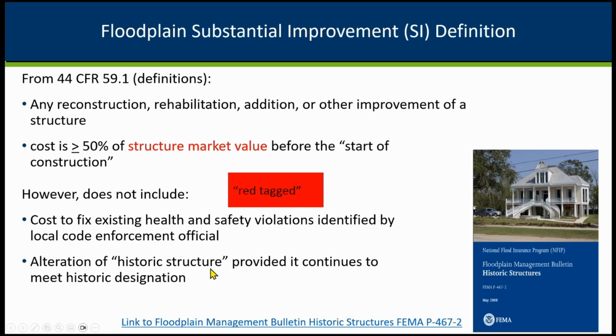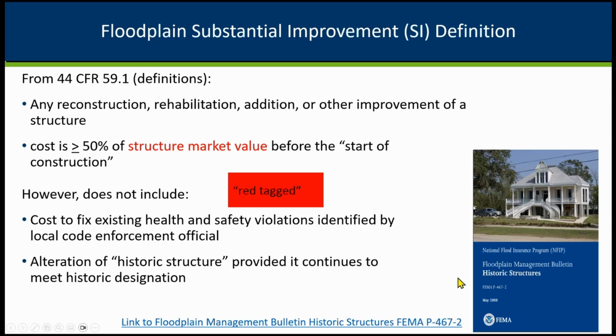When it's a historic structure and they're actually on the federal register or state register, there are different ways we look at substantial damage. They basically are exempt from having to do some of the elevation requirements.